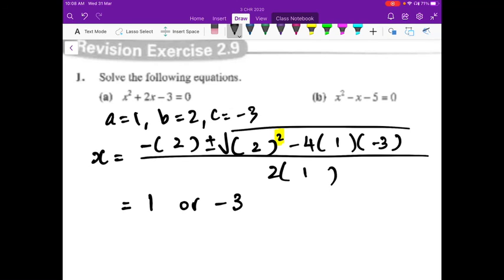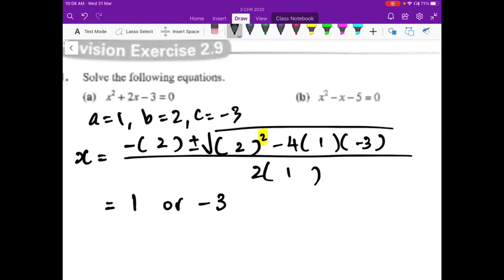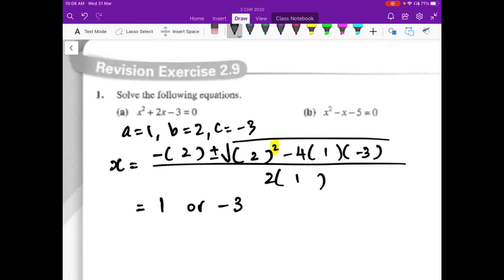Okay, take note of the difference. When you're using your calculator for factorizing and solving, there is a difference, a very slight difference. So now, please try part B.